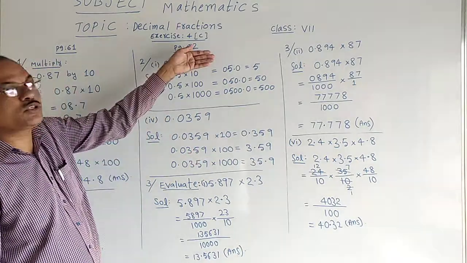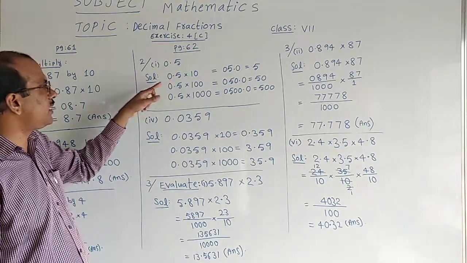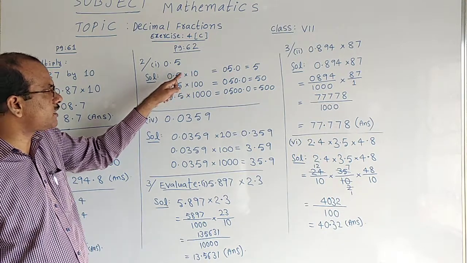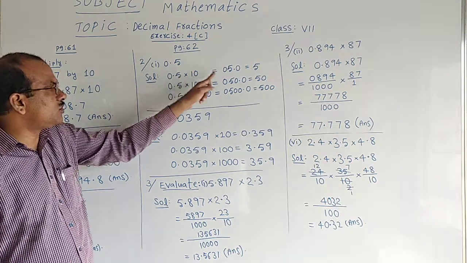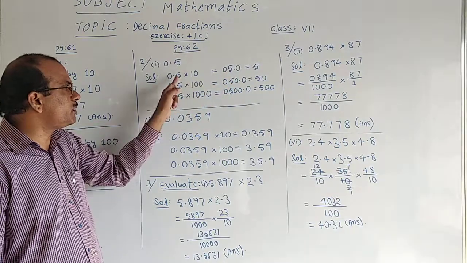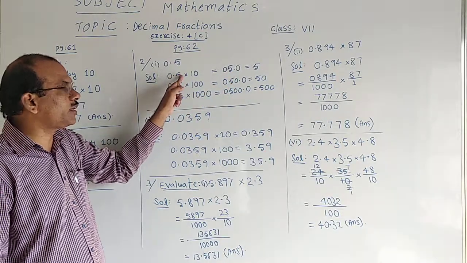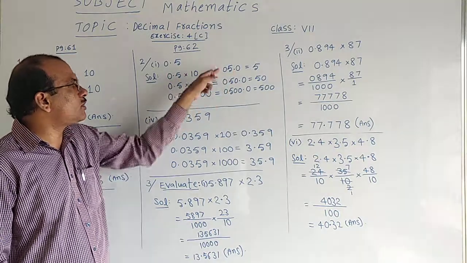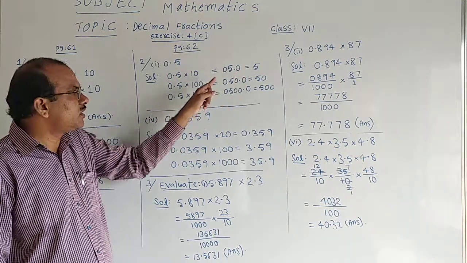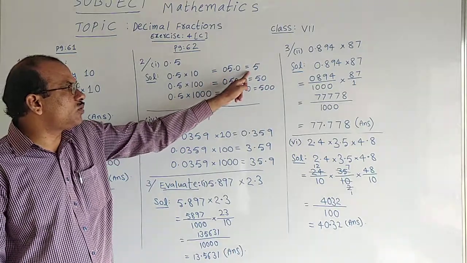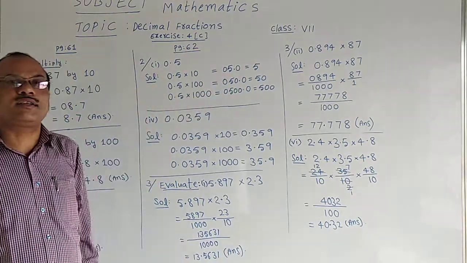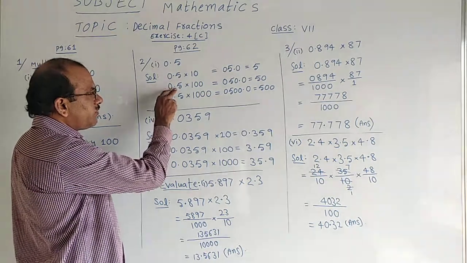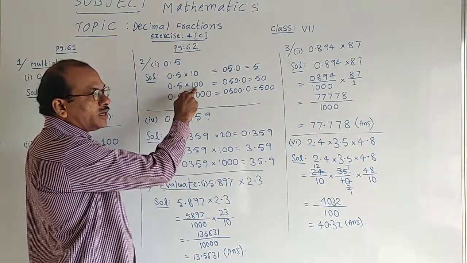Same knowledge will help us to do it for the first one. See here, 0.5 into 10. This point should cross and form up to here. That is 0.5 point. That means here only the point should cross. I said no, 0.5 is written. After the point nothing is there, which means 0. This 0 has no value, that 0 has no value. Just 5 is the answer for us. Am I correct?